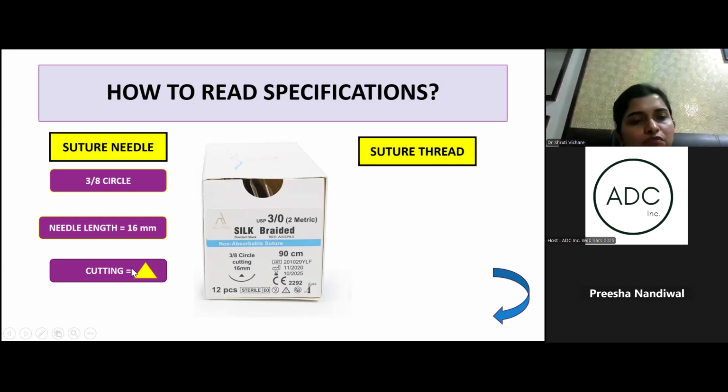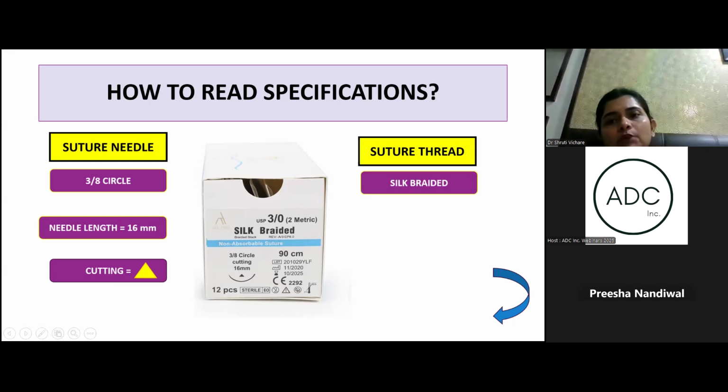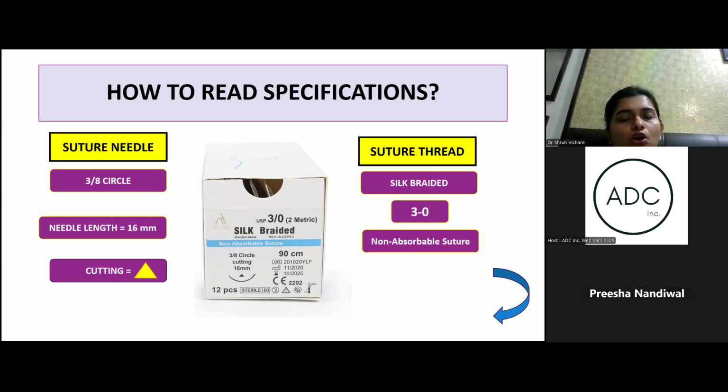But most of the time cutting is also written and the symbol is also given. So we have here a triangle given, and also in writing that it is a cutting type of needle. So that was about suture needles. And there is a picture shown here, which clearly shows it is a 3/8 type of needle. Fine. Now coming to the suture thread, they've given that it is a silk braided suture. They've given silk, and they've also mentioned that it is a braided kind of suture. It is a 3/0 suture, non-absorbable one.